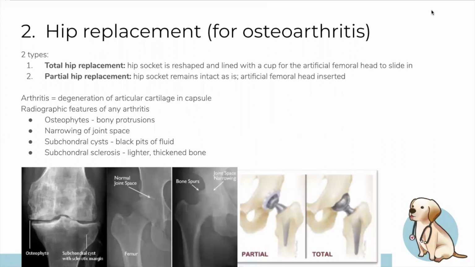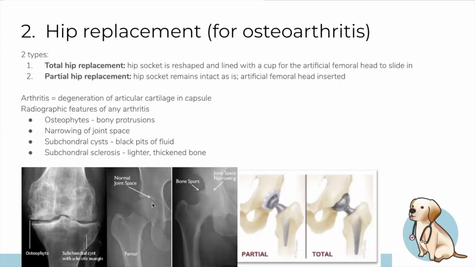Okay, second of all, we have osteoarthritis of the hip, which is very common. And I think what's most important here is to remember the 4 radiographic features of any arthritis, anywhere in the body, which came up so much for us when we did imaging last year. The 4 things you need to know are bony protrusions, joint space narrowing, black pits of fluid everywhere, and the bone looks lighter, more white, because it's thickened.